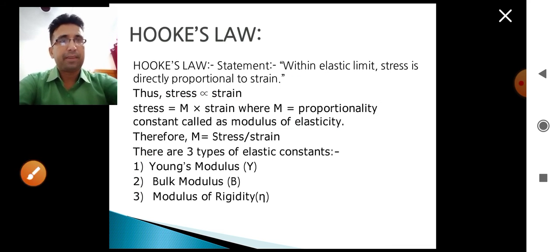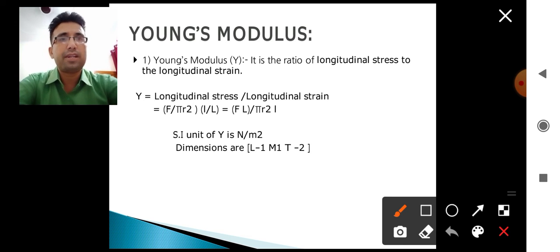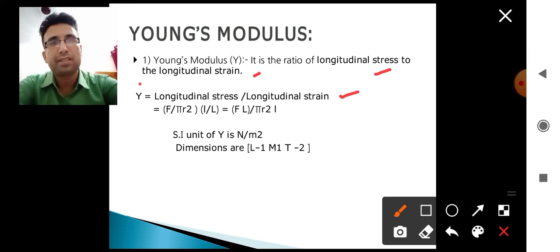Let us first of all start from the Young's modulus. Now, what do you understand by Young's modulus? If we apply a normal stress or longitudinal stress on a body, then a longitudinal strain will be produced in that particular material. Then the ratio of longitudinal stress to longitudinal strain is known as the Young's modulus. It is represented by Y.